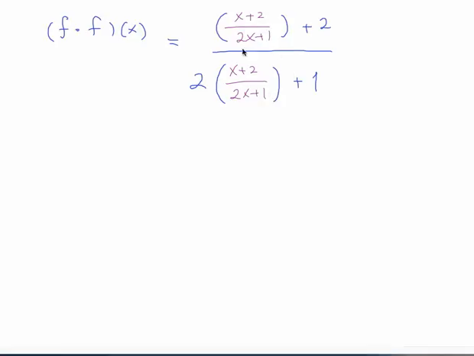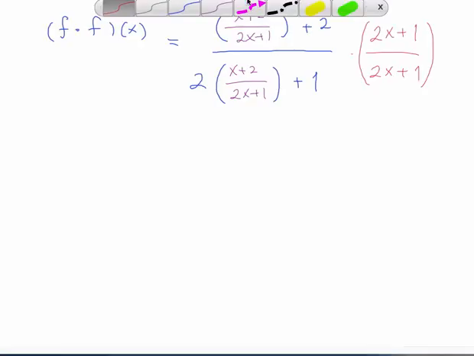Now I'm going to get rid of the fraction over fraction business, and I'm going to do that by multiplying by 1. But a very clever form of 1 that's going to do what I want it to do. So 2x plus 1 over 2x plus 1. Notice the top and bottom of the fraction are the same, so that's 1. I'm going to multiply this numerator to the top part of the original function and the denominator to the bottom part. But again, I'm going to distribute this over to the first term, the x plus 2 over 2x plus 1, and to 2.